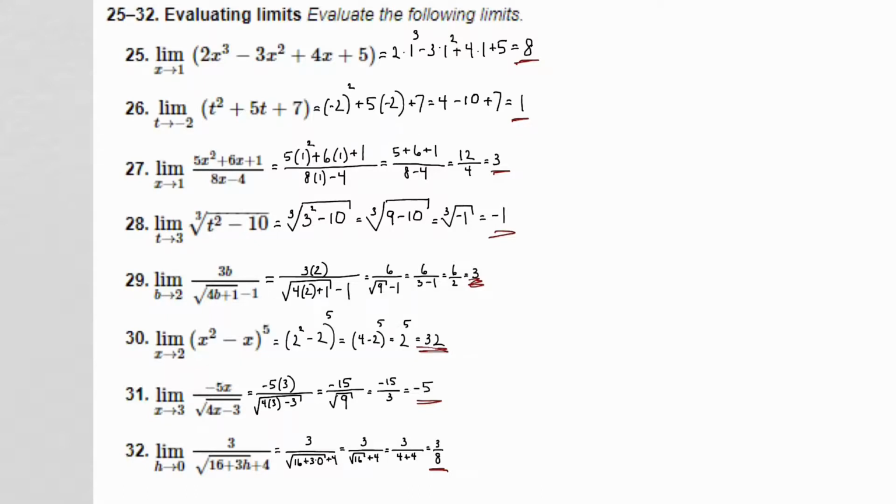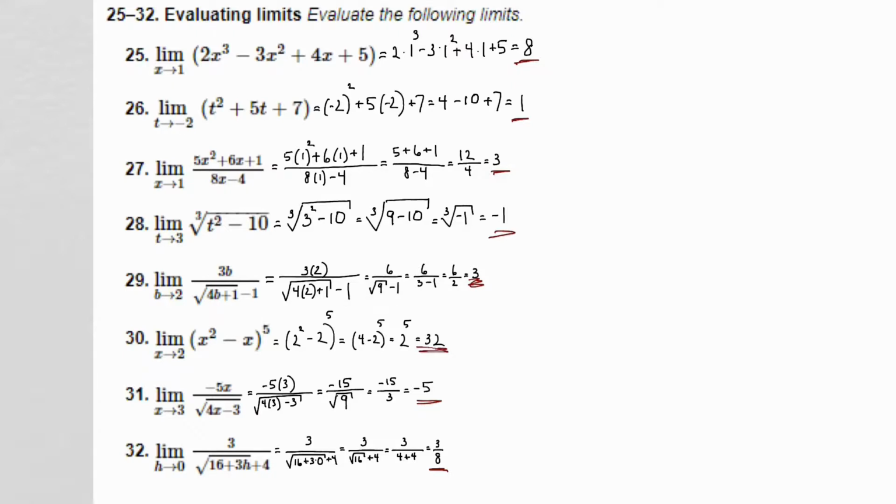Some of the other functions, like 27 and 31, are rational functions, but these are rational functions where the denominator is not zero. So those can also be evaluated with direct substitution.